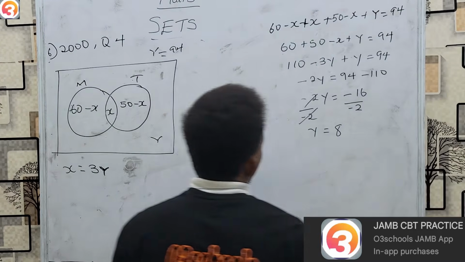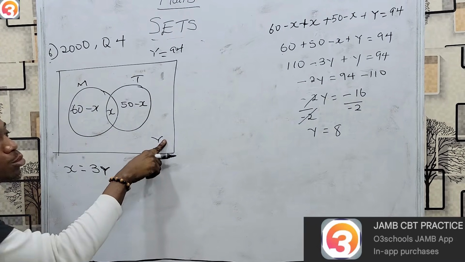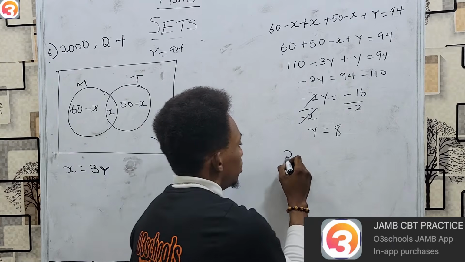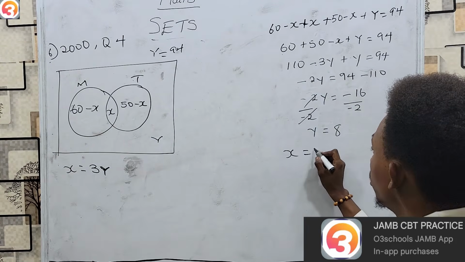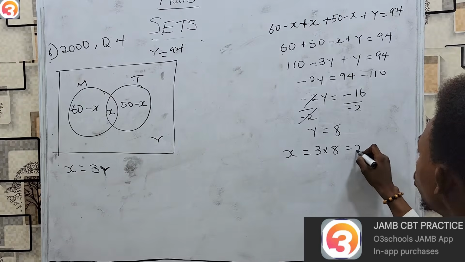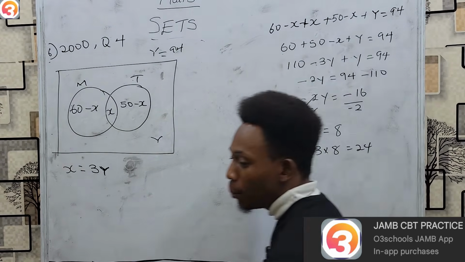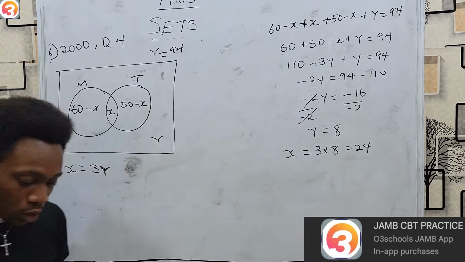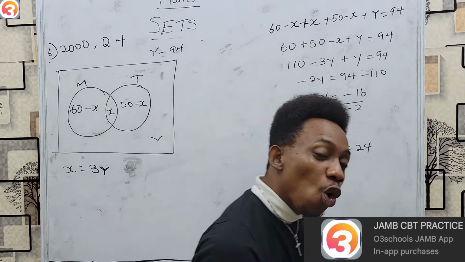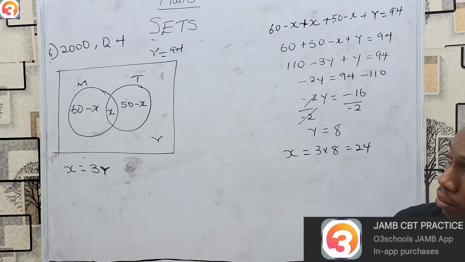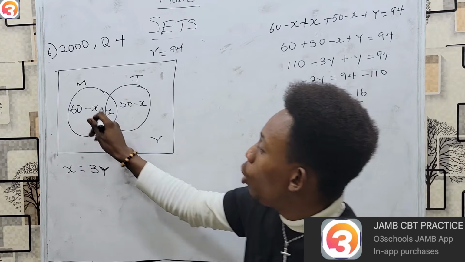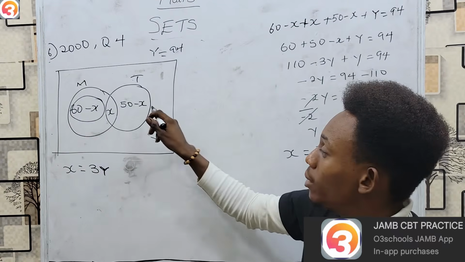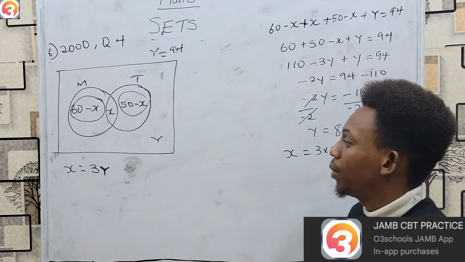So there are 8 members who like neither type of music, which means that there must be 3 times 8, which is 24 members who like both. Now that I know this, let's go back and check our question. The question is, how many members like only one type? I want to find out those who like only the modern type and only the traditional type.